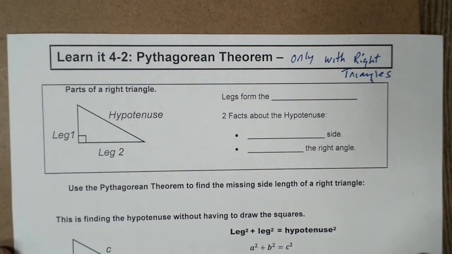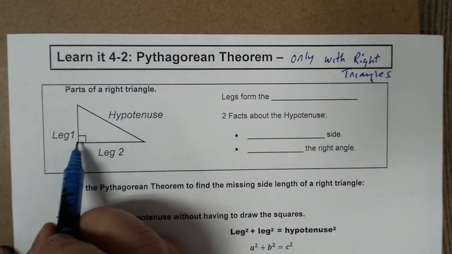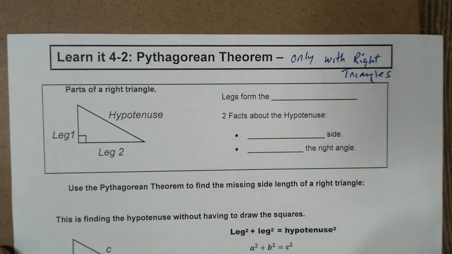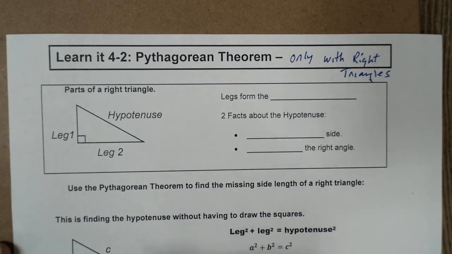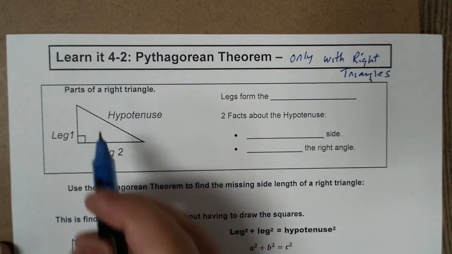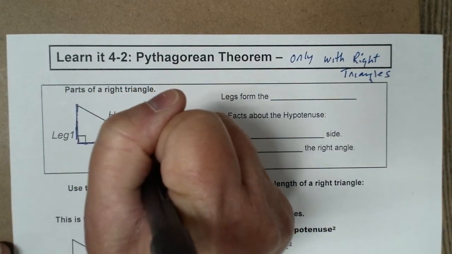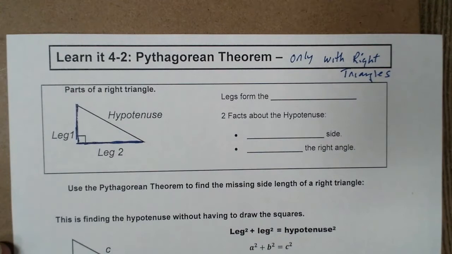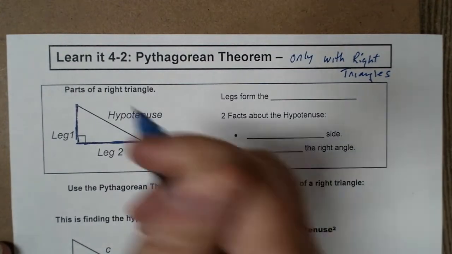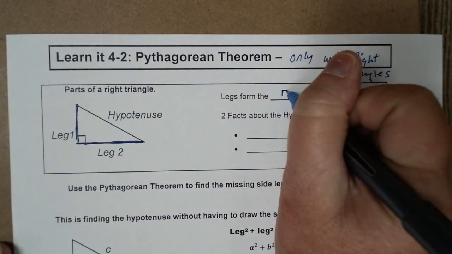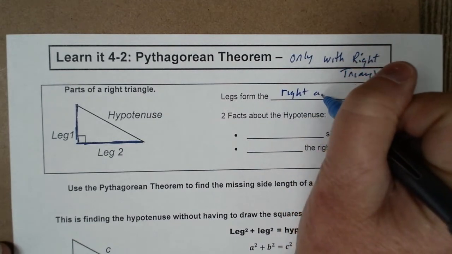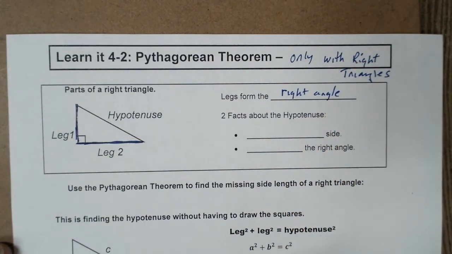Now, in order to utilize the Pythagorean theorem, you either have to be told it's a right triangle, or this marking right here, this little box thing, is the indication that this is a right triangle. And in a right triangle, we have some names. On this L right here, these are the legs. Okay? So the legs form the right angle. They're adjacent to the right angle.